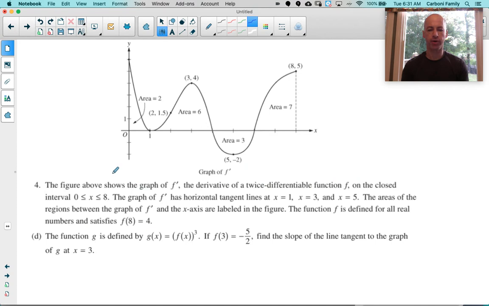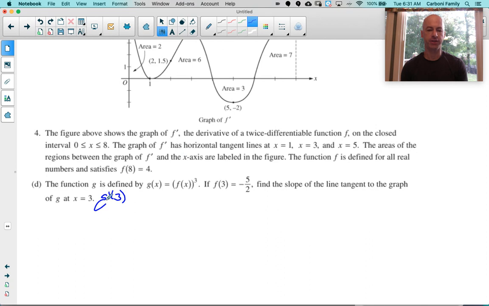So that gets me to part D. They introduce a function g, and they tell you that f of 3 is negative 5 halves. Find the slope of the line tangent to g at x equals 3. In other words, find g prime of 3. And because I don't have a function, well, it's not a calculator problem anyway. I was considering the derivative at a point command, but this is a non-calculator problem anyway.